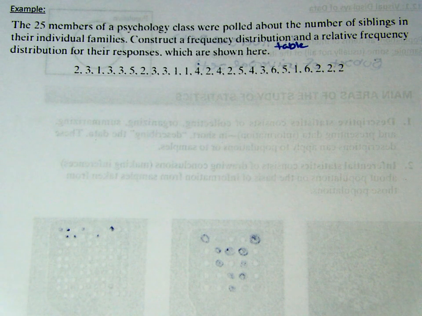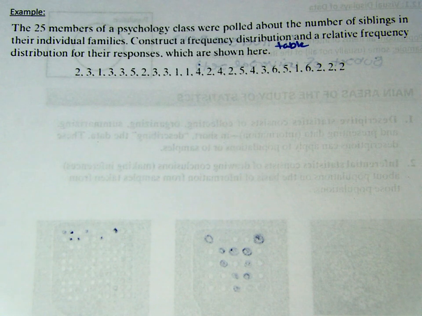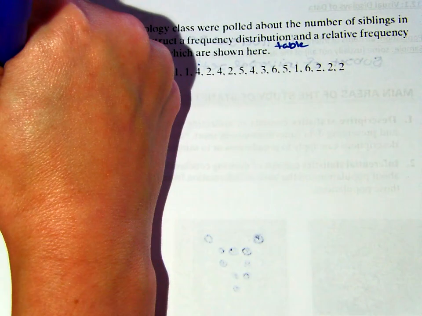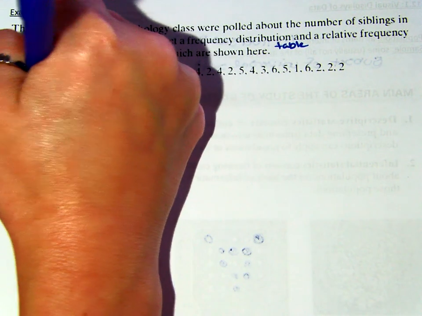So we're going to make a table. We're going to make a frequency and relative frequency distribution table. I'm going to make one table to hold both of the answers. I noticed on Pearson, that's how they usually give it to you as well, and so I think that's a pretty good way to start it. So we're going to start with the number of siblings. That's our X.